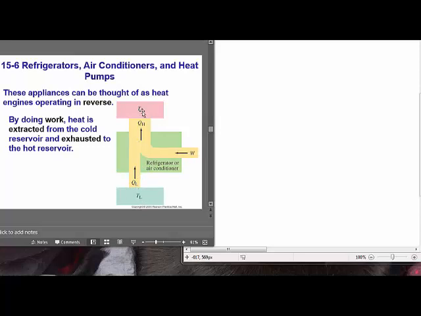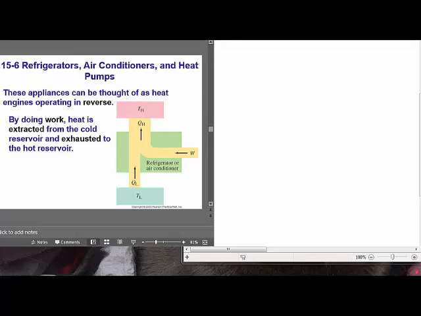Or I guess a better example would be a heat pump. If you turn around your AC unit and this is the outside and this is the inside of your house, you're paying for less energy than you're getting into your house, because you're getting all that energy from the work plus some energy that went from the cold outside to the warm inside.